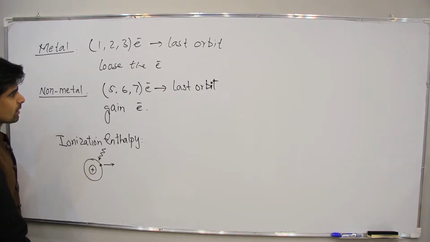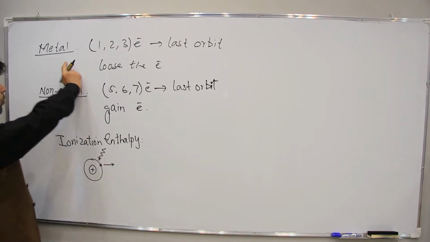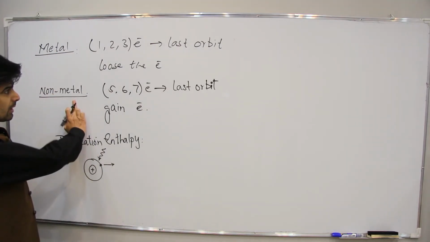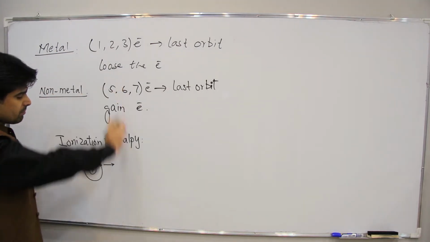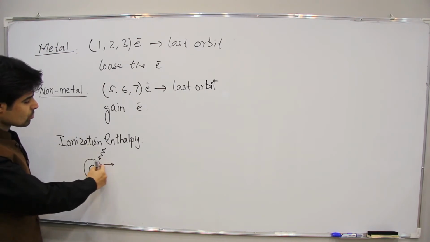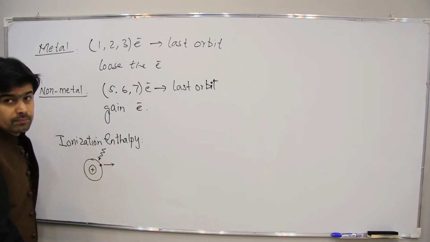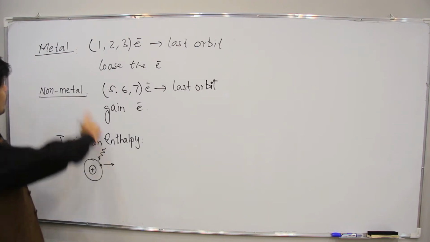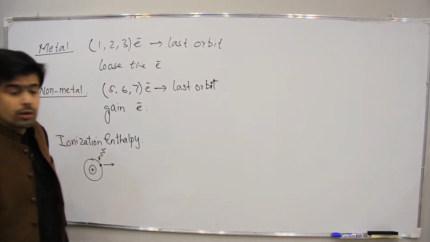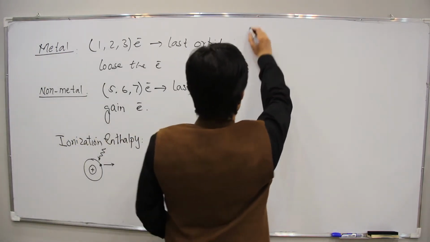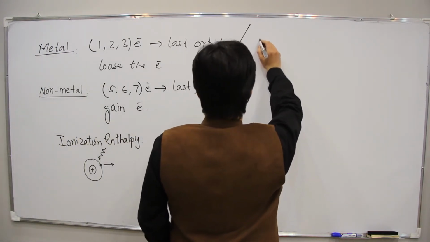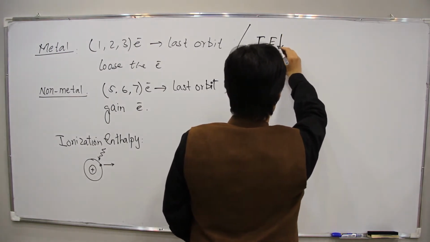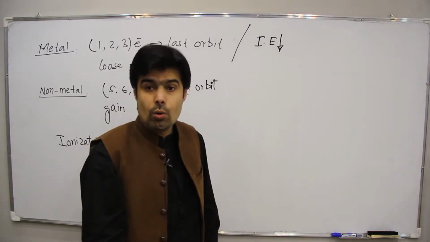Now what do you think? Do metals want to lose the electron or non-metals? I think metal. It means for removing an electron of a metal, it's easy. If this one is easy, so ionization enthalpy of the metal is low. Now we have another definition that metals are those elements which its ionization enthalpy is very low.